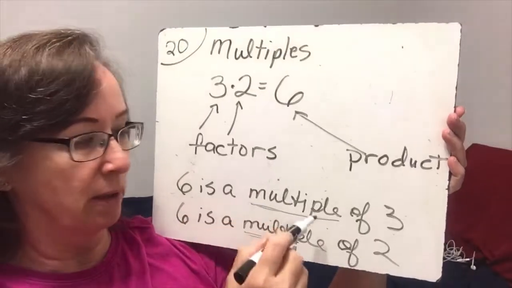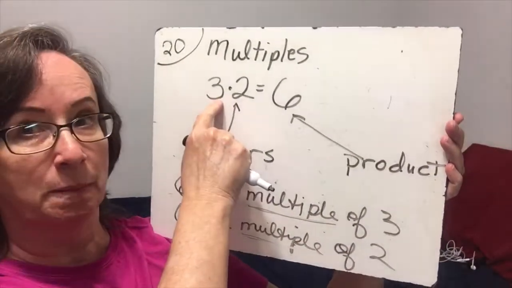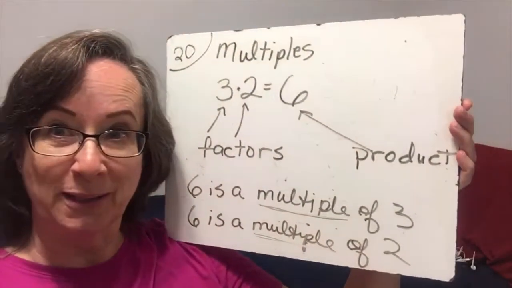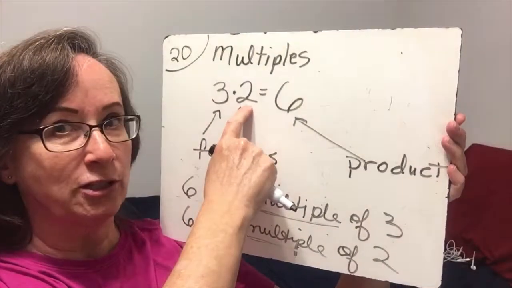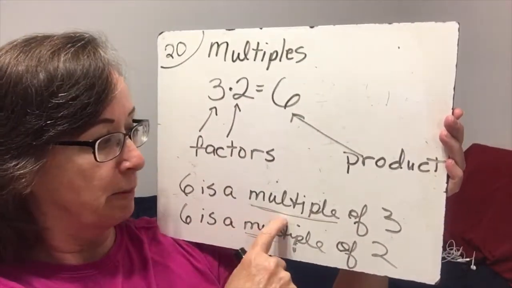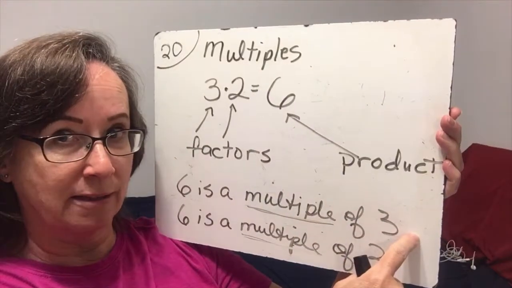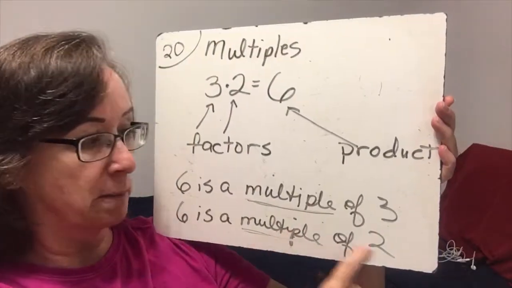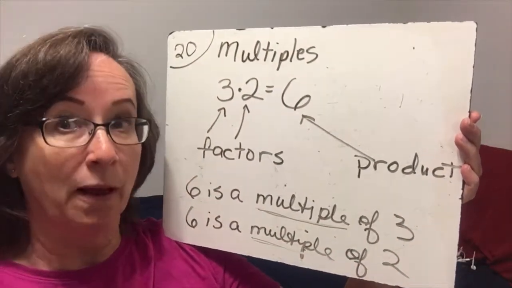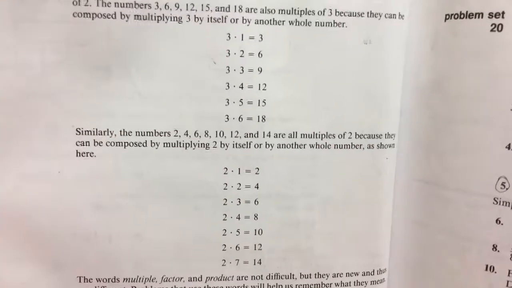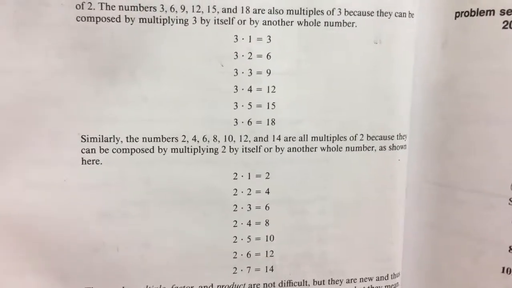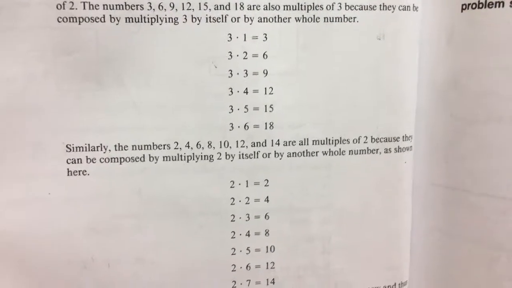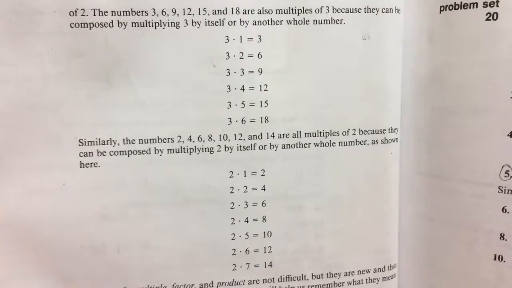6 is a multiple of 3 because you can multiply something by 3 to get 6. And 6 is also a multiple of 2 because you can multiply something by 2 and get 6. A multiple, 6 being a multiple of 3, also means that 6 is divisible by 3 evenly, and 6 being a multiple of 2 also means that 6 is divisible by 2 evenly. You can see here in your book on page 62 that they have taken multiples of 3 and listed them, and they've taken multiples of 2 and listed them.